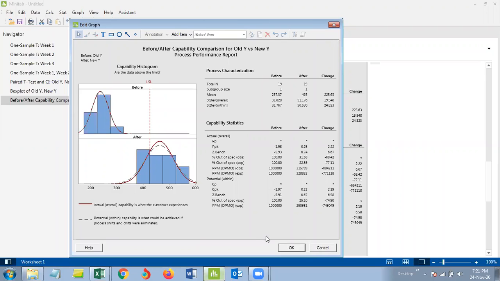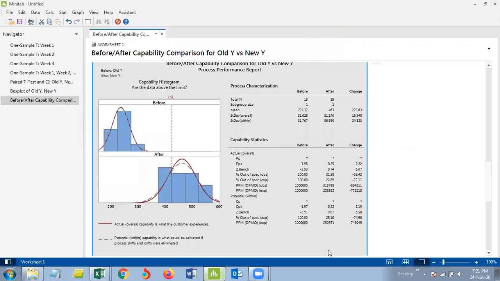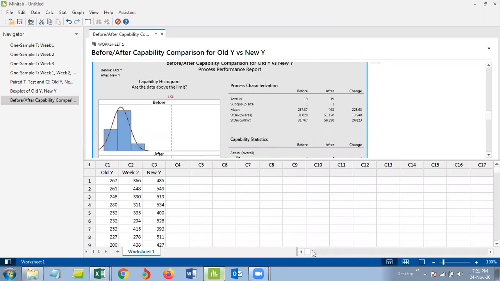So these are ready reports. Copy paste, send it to the management. That's enough evidence for management to look at and say, yes, your process has significantly improved. Let's go ahead and change and implement the logic on the entire process.